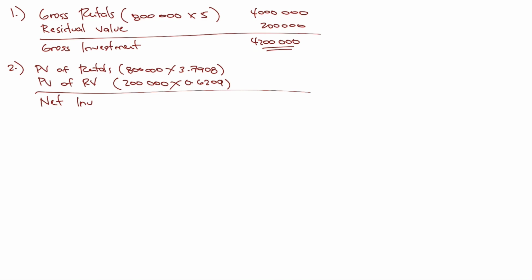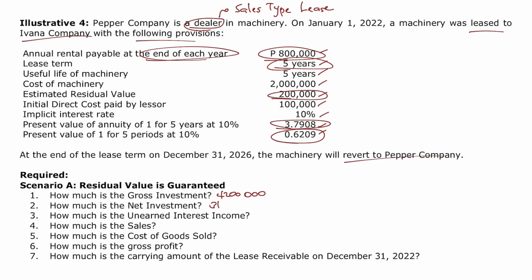So, 800,000 times 3.7908. This is equal to 3,032,640. And 200,000 times 0.6209. This is equal to 124,180. So, adding these two will already give us the net investment, which is equal to magkano net investment natin. The net investment will be equal to 3,156,820. So, 3,156,820 will be the final answer for the second requirement.